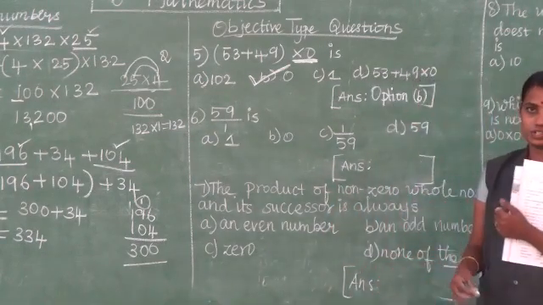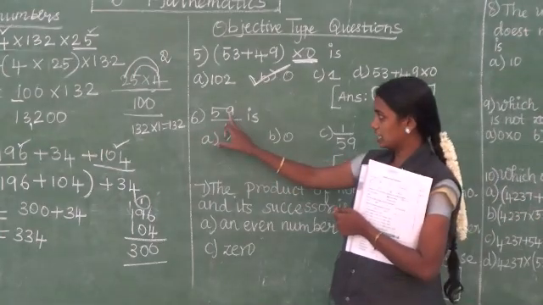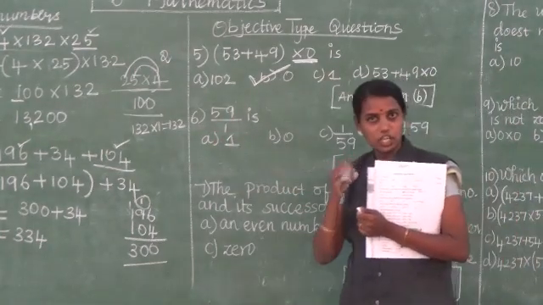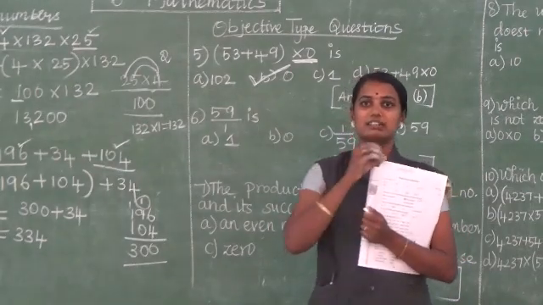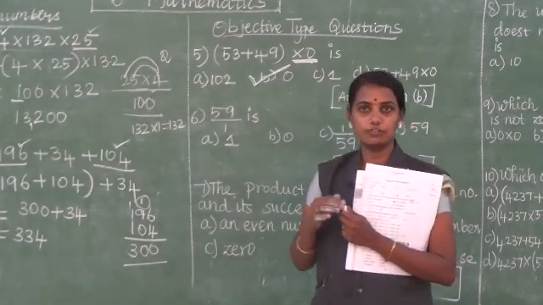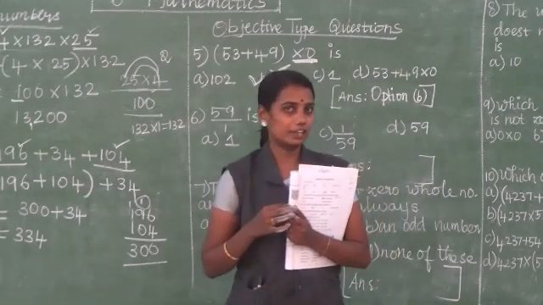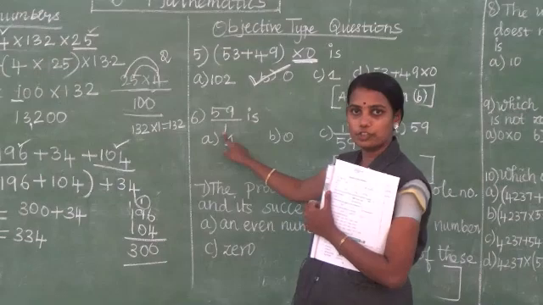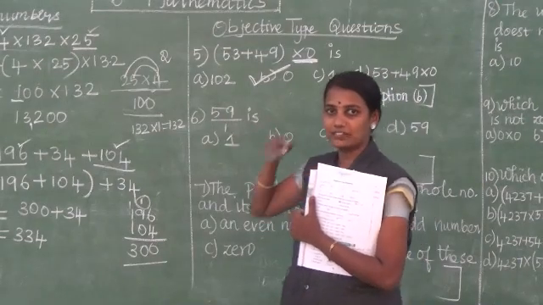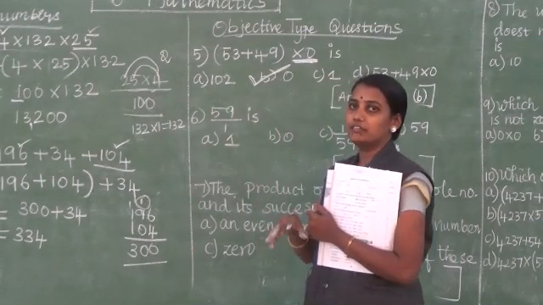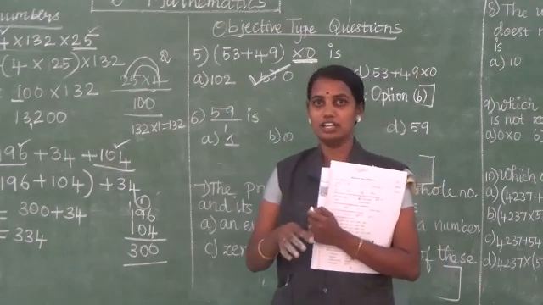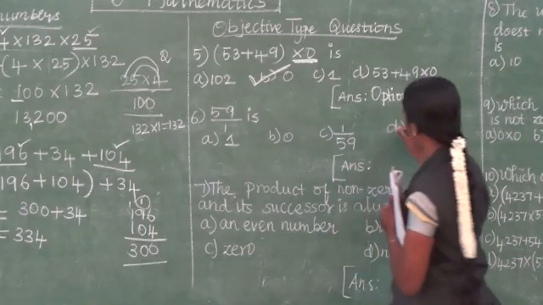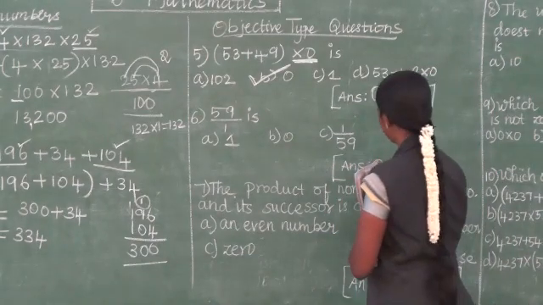Okay, likewise, next question. Question number 6, 59 divided by 1. Okay, when you have in the denominator 1, it means no value for that 1. If you have in the numerator 1, it means it gives the value. When you have in the denominator 1, it doesn't give the value. So the answer is 59. Option D.